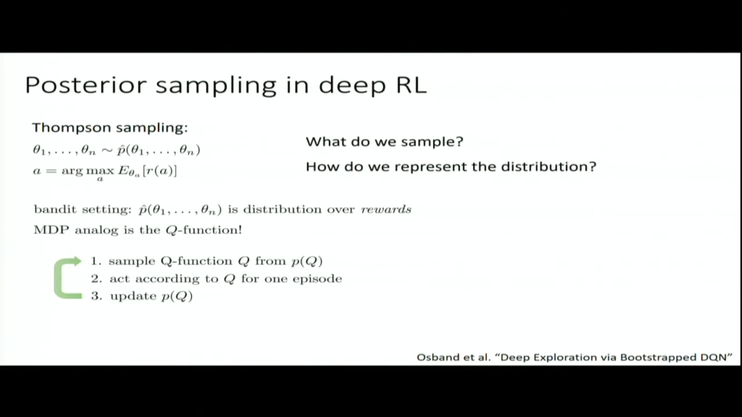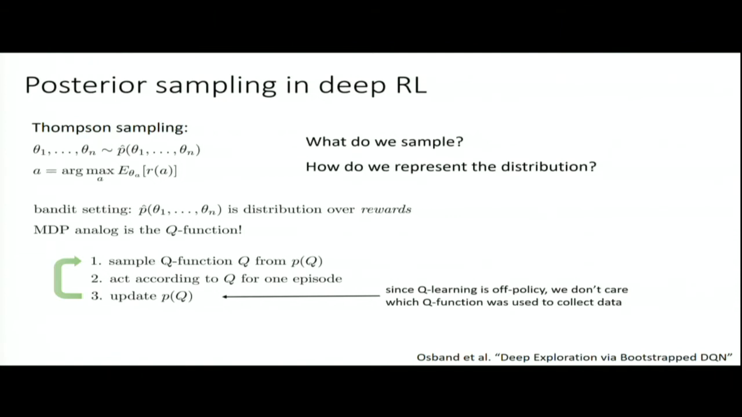And then you repeat. And this third step, in a Q learning algorithm, is quite nice because Q learning is already off policy. So you don't really care about the fact that you sampled the Q and then acted according to it here, because you can still update the entire distribution using samples from one particular Q function, because Q learning is off policy. So this third step for Q learning in particular is quite nice.